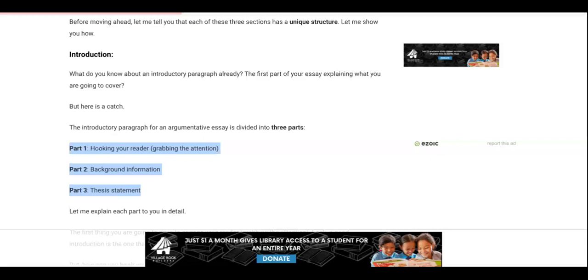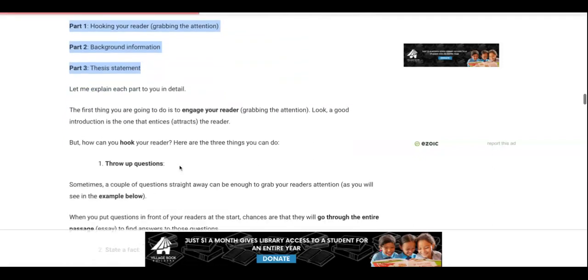Then the second part is always your background information, that okay, this is what I'll be talking about and this is what my thing is about. And then part three is your thesis. In very, very simple sentences or sentence, your thesis is the conclusion of your first paragraph. Like you have a conclusion of all your five paragraphs and your essay, your thesis is the conclusion of your first paragraph. Are we clear till here?